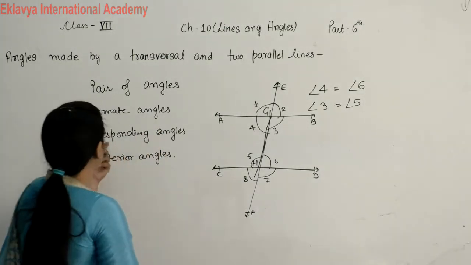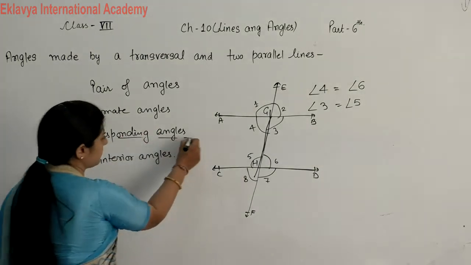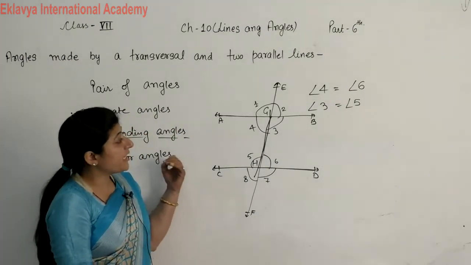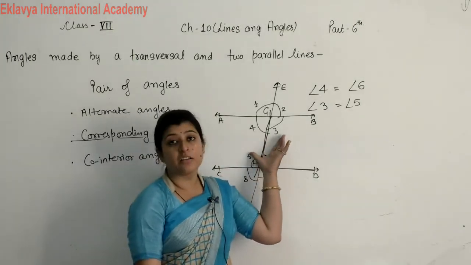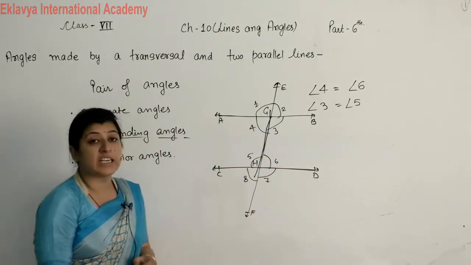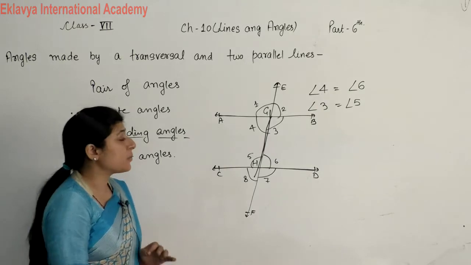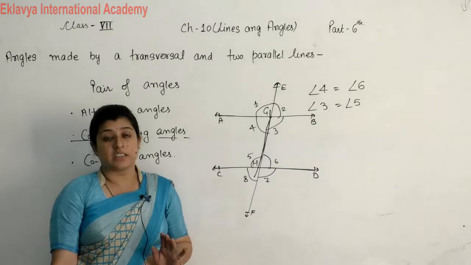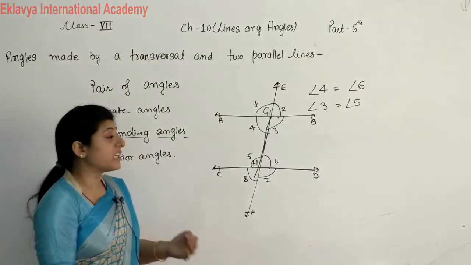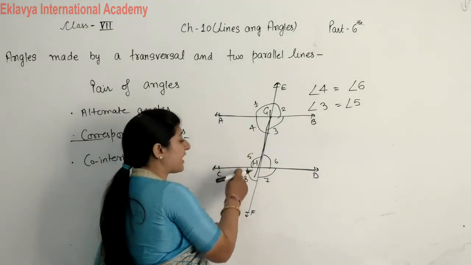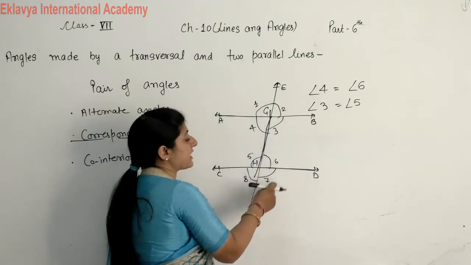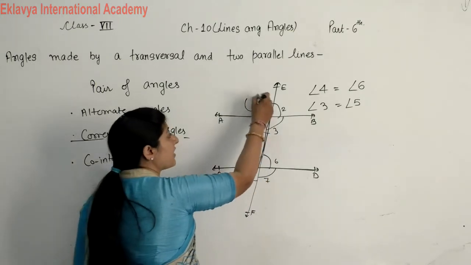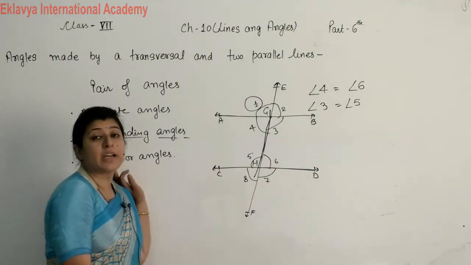Now see the next thing, corresponding angles. In this figure, which angles have a relation as corresponding angles? Corresponding angles lie on the same side of the transversal. It means 1, 4, 5, 8 or maybe 2, 3, 6, 7. Now see, what is the corresponding angle to angle 1?